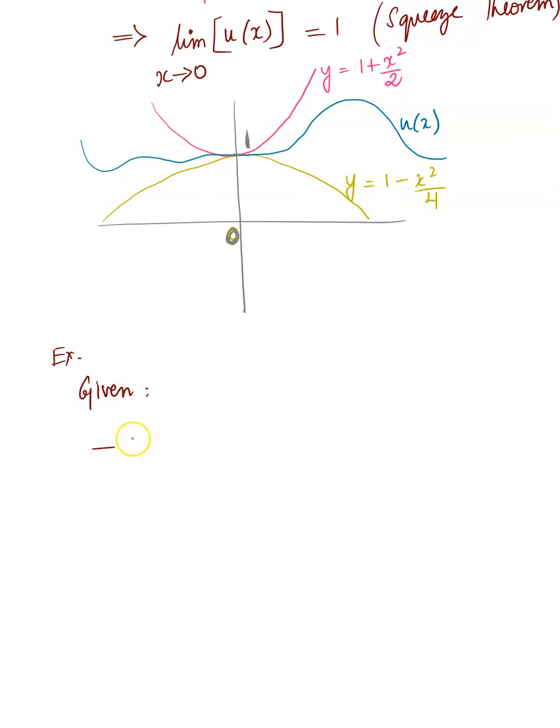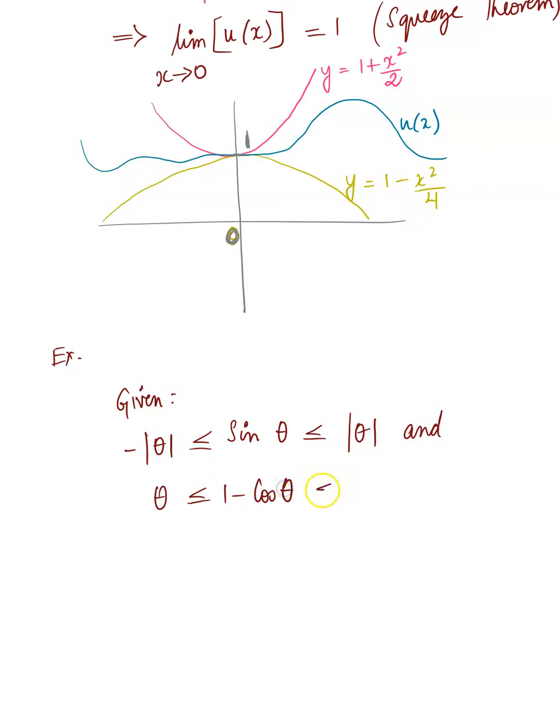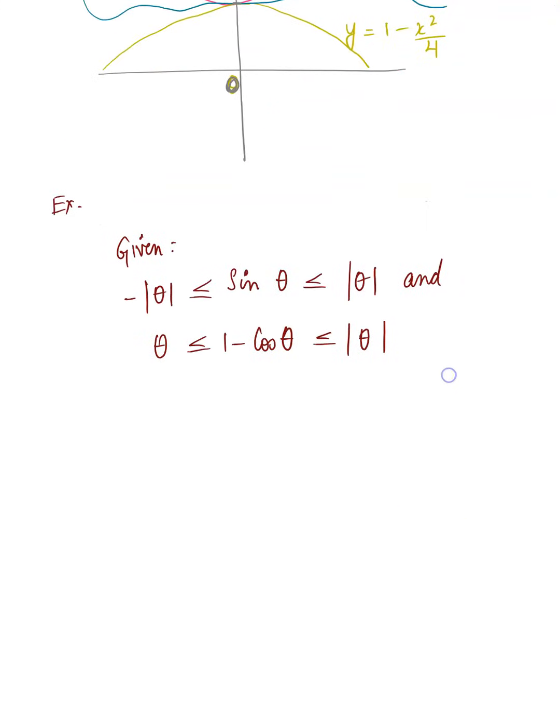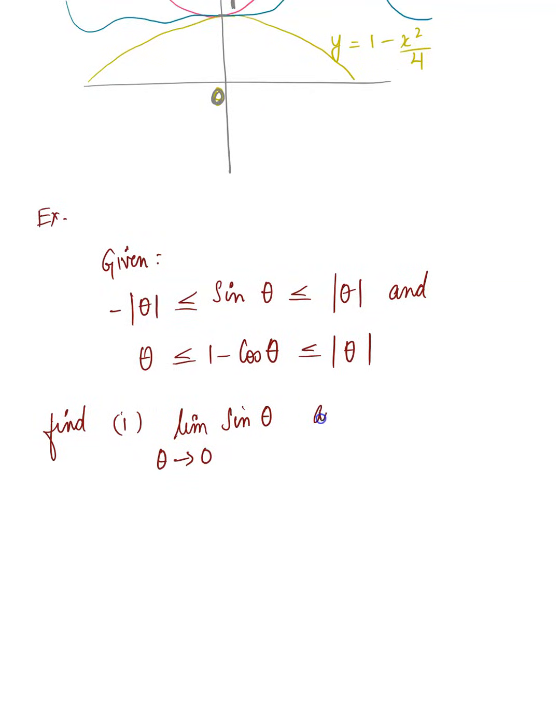Given negative absolute value of theta, okay, that disappeared. So we'll place the steps. So given these two, it's asking us to find the limit of sine theta as theta approaches 0 and the limit of cosine theta as theta approaches 0.